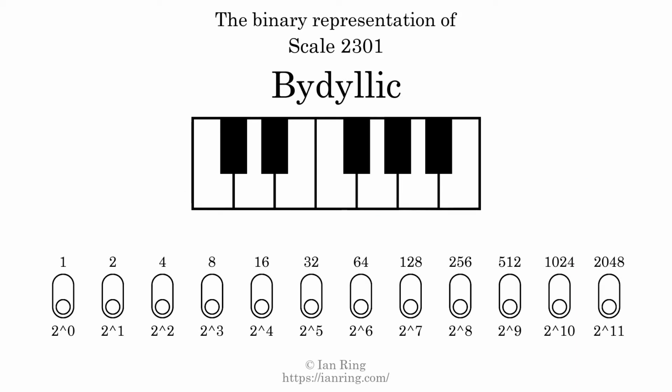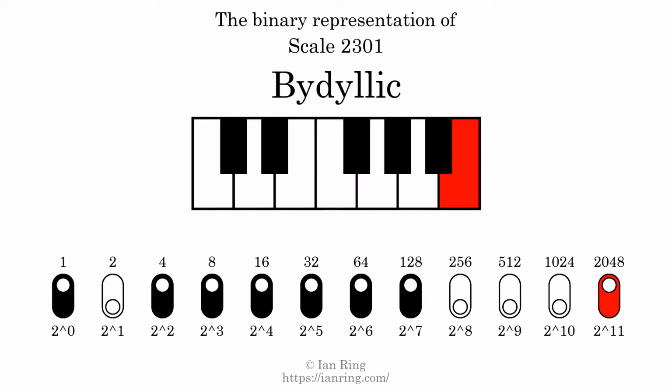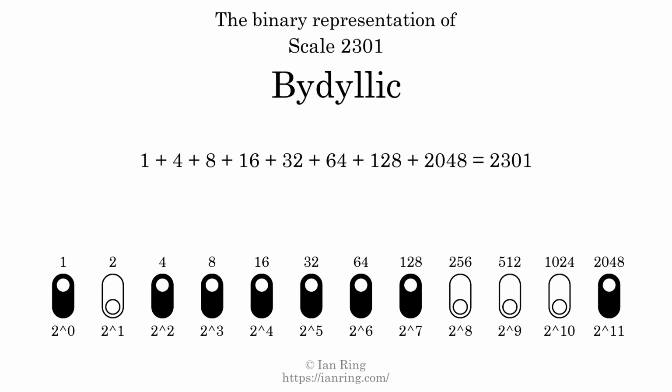The binary representation of this scale is determined by mapping tones of the scale to binary digits. Each binary digit represents a power of 2. To get the scale number, we add the powers of 2 together. The powers of 2 that are present in the scale, all added together, equals 2301. That is why the scale number, in decimal, is 2301.